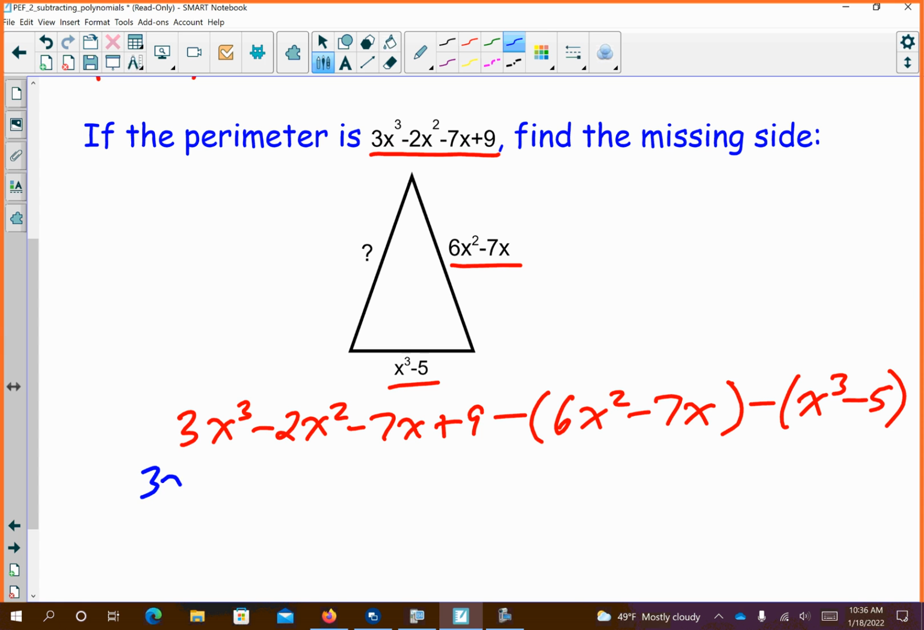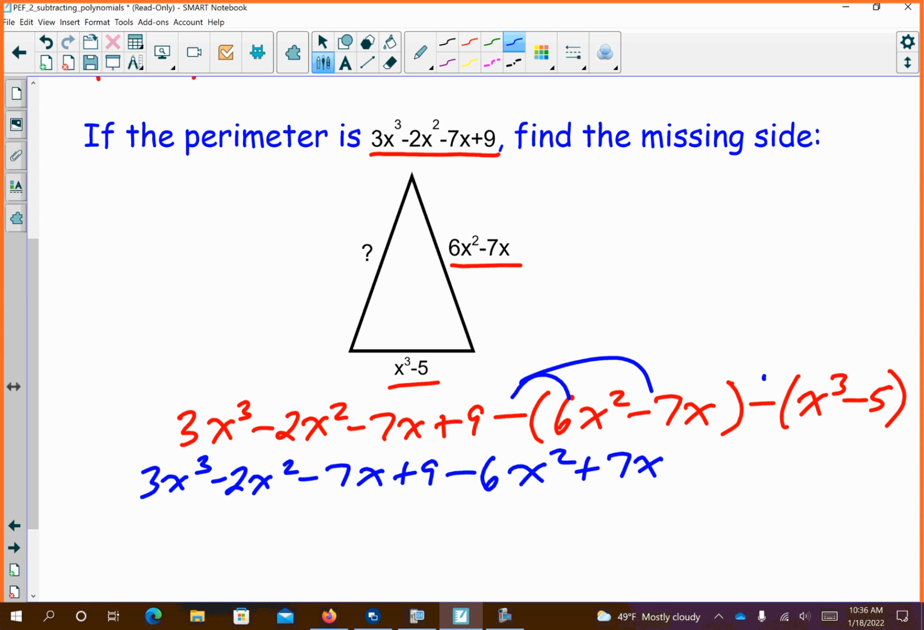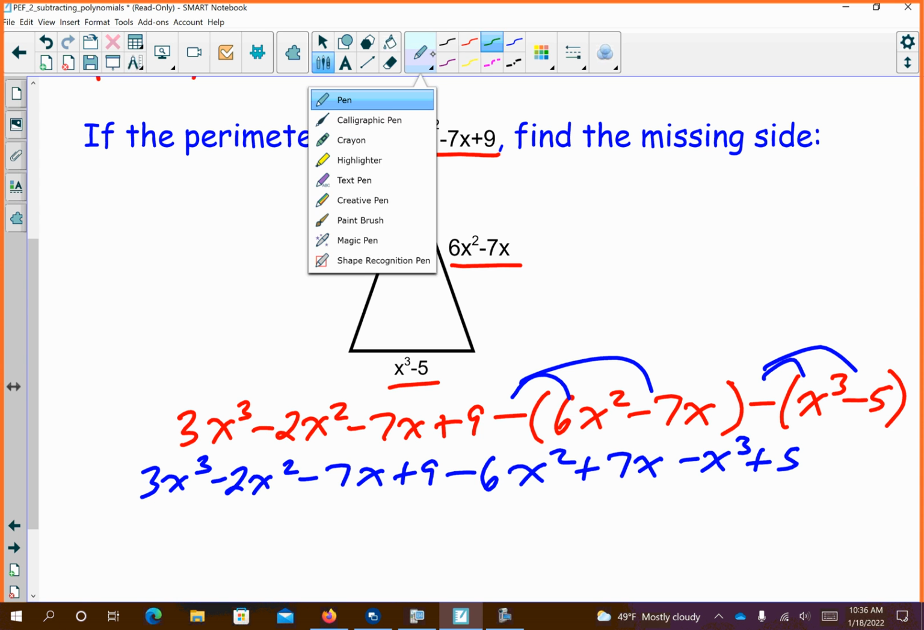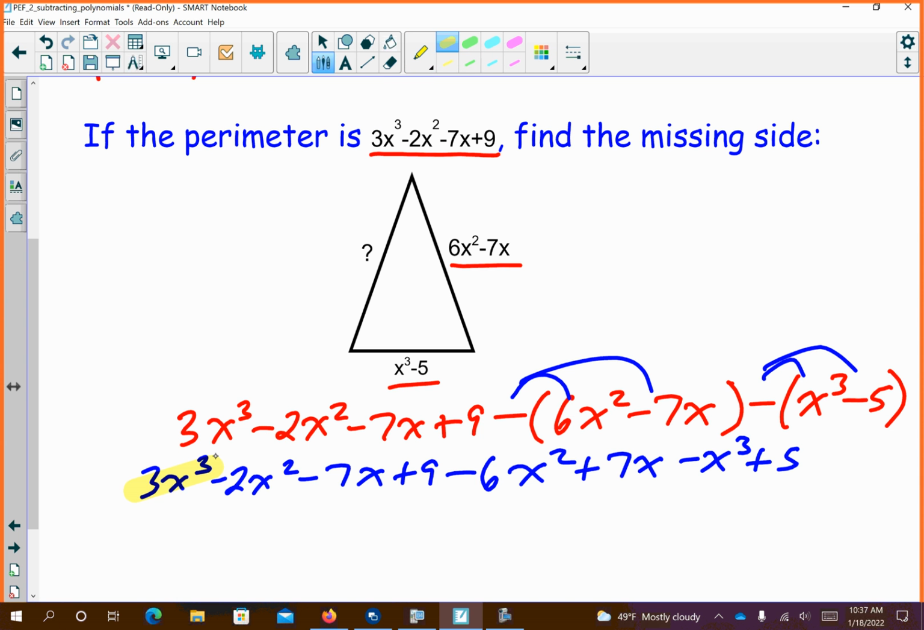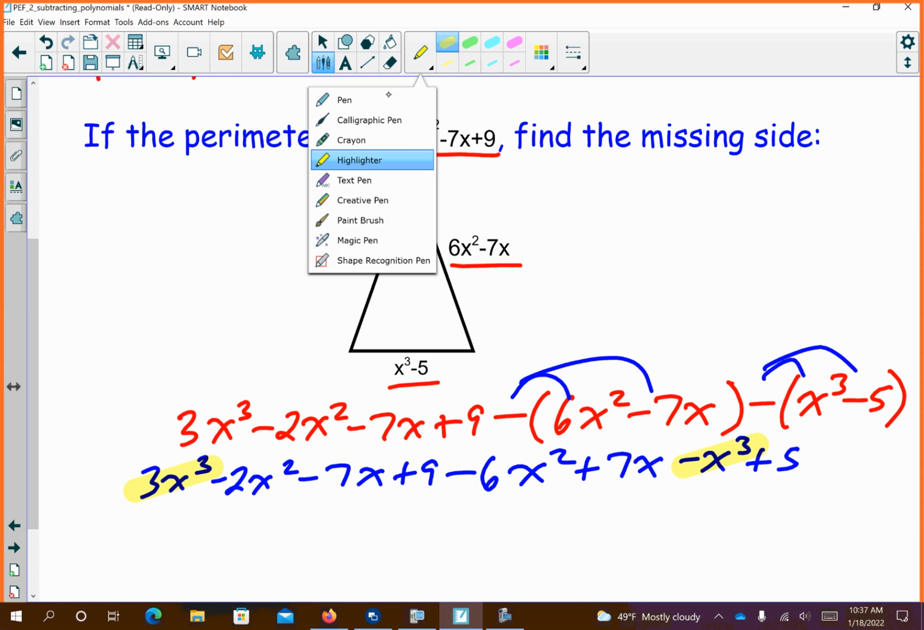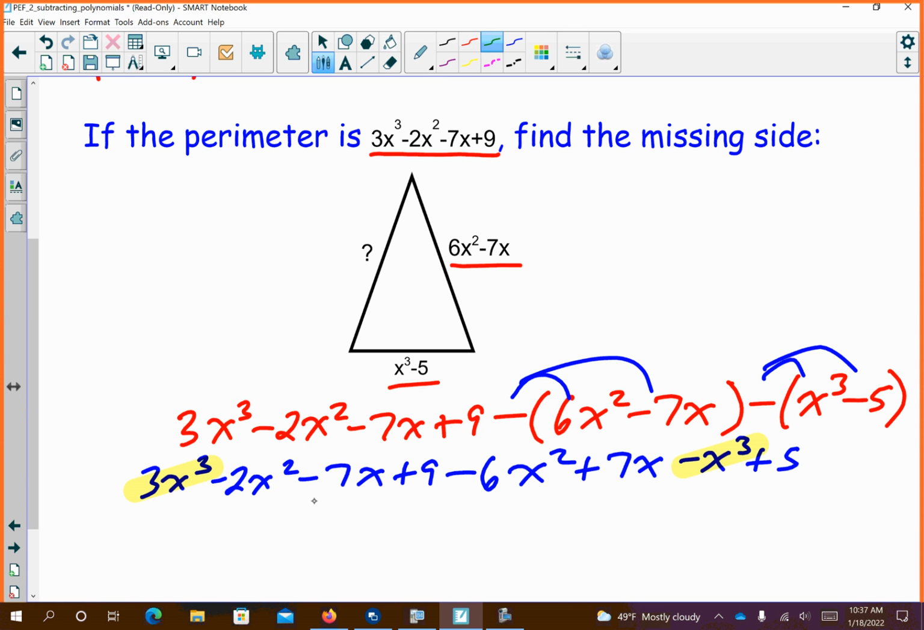So this is going to stay as is. Make sure you distribute the negative over the parentheses, changing the signs. Distribute the negative over the parentheses, again, changing the signs. And then let's look for like terms. All right, to the third. And to the third. If I combine 3x to the third minus x to the third, what do I get? 2x to the third, good.